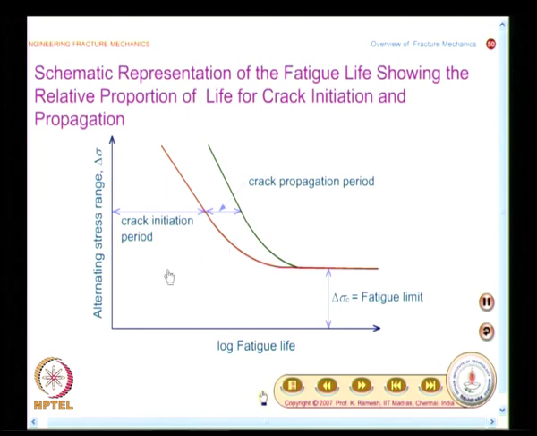This is again your SN diagram replotted with different axes. I have log of fatigue life here. Here I directly put the alternating stress, that is why this is a nonlinear curve rather than a straight line. And what does this give? For a given alternating value of stress, the crack initiation period is much longer than the crack propagation period.